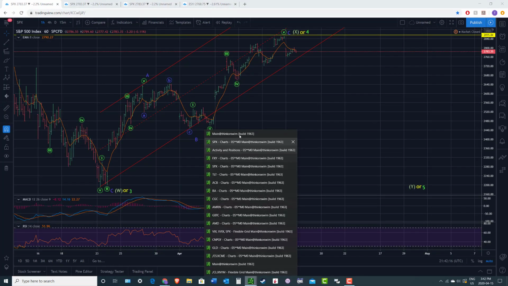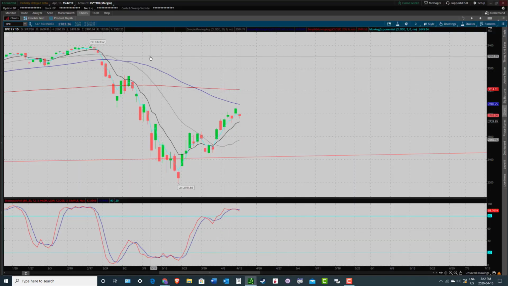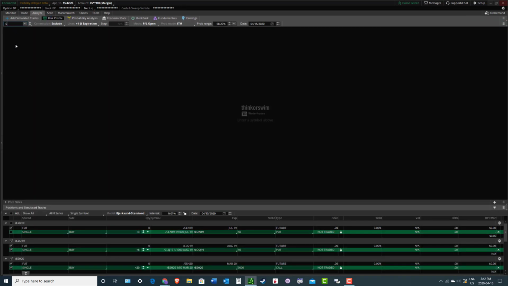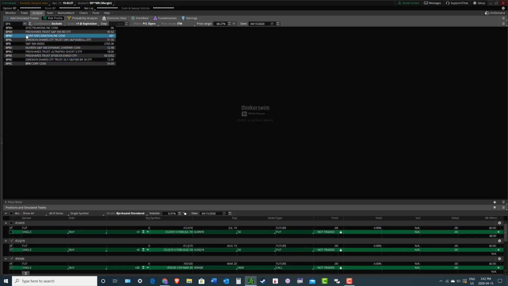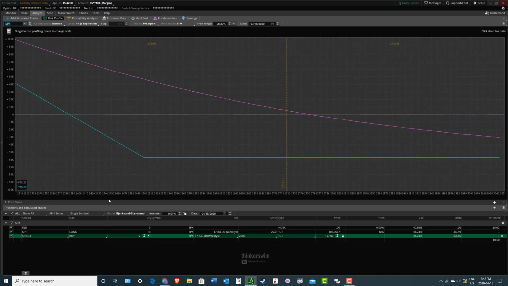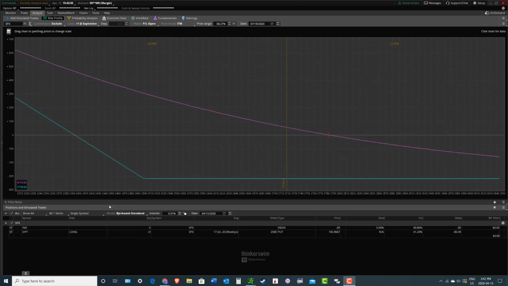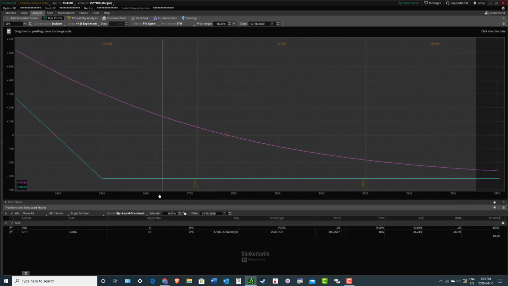Now on the Thinkorswim candlestick chart, well actually before I do this, what I will do is just go through the position I put on here. Let's have a look. Okay, right now I'm into 3 SPX 2500 strike puts expiring on the 17th of July 2020. So that's my core bearish position that I put on here.